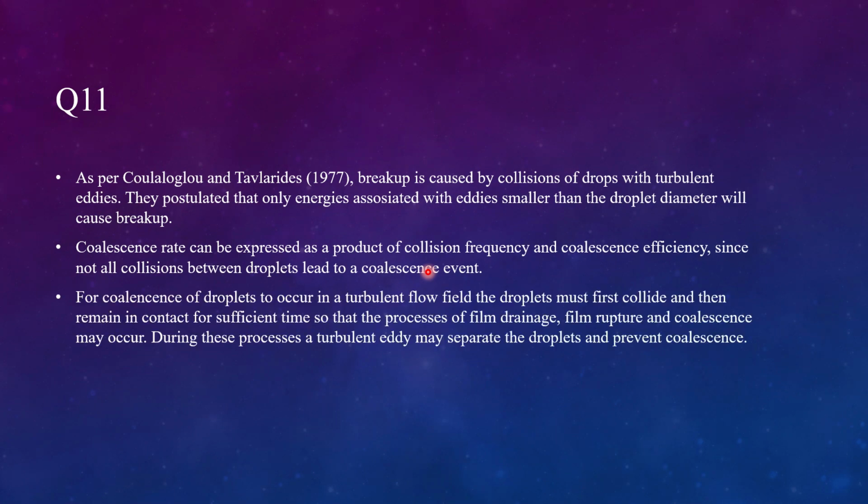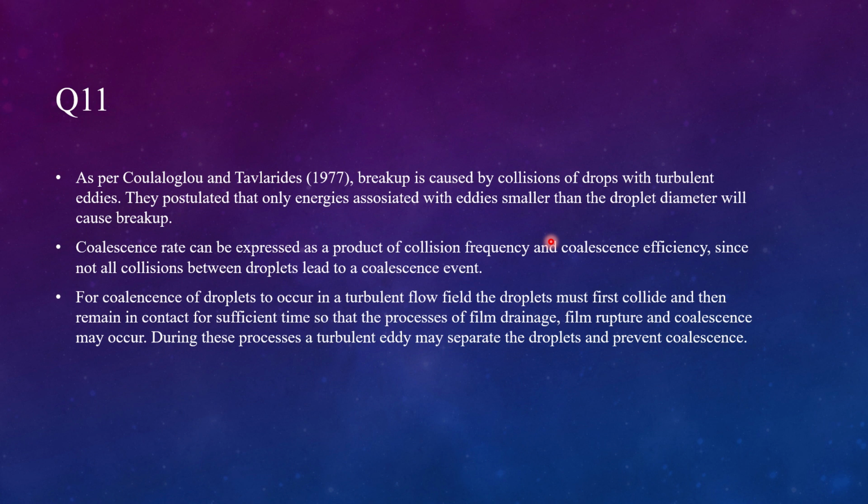So, for coalescence of droplets to occur in a turbulent flow field, the droplets must first collide and then remain in contact for a sufficient time so that the process of film drainage, film rupture, and coalescence may occur. We saw previously how two bubbles come in contact with each other and a film remains between them, a flat film gets formed, and the liquid between them gets trapped, and then the rupture of the film takes place.